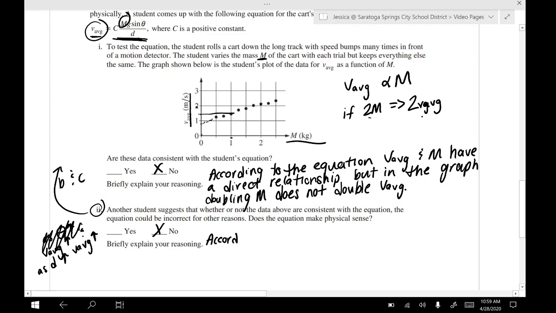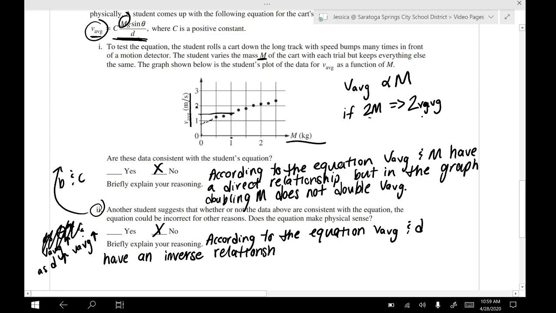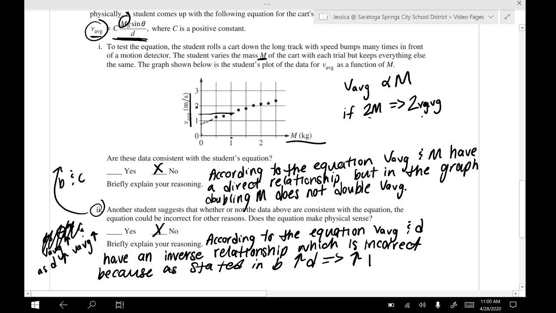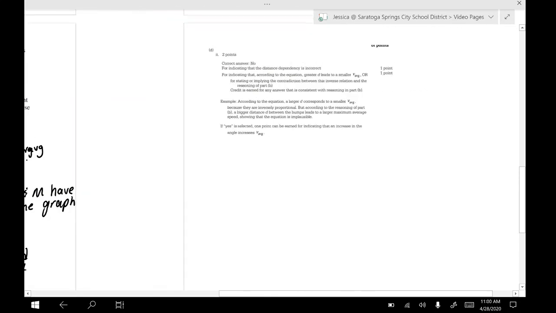So according to the equation, V average and D have an inverse relationship, which is incorrect because, as stated in B, increasing the distance leads to an increase in V average. And let's check my points for that one.